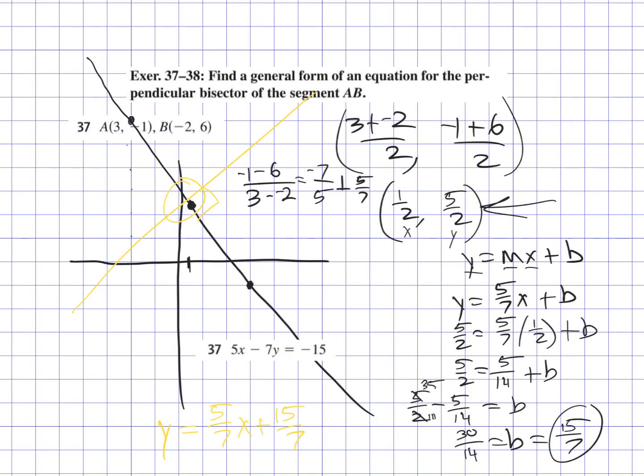And they put this in the general form, which is what it says up there. So if you multiply through by 7, you'll get all that. Okay, moving on.